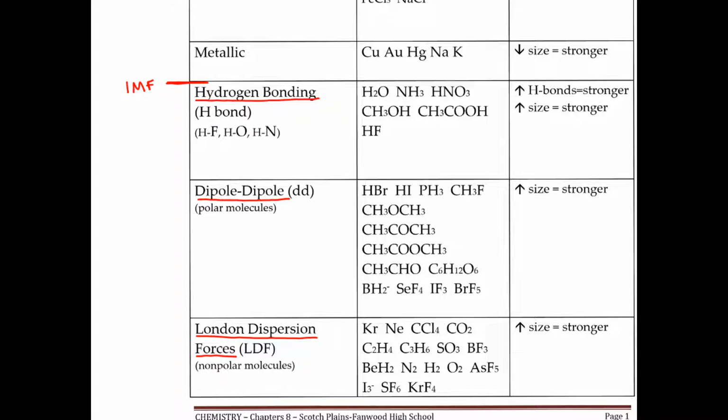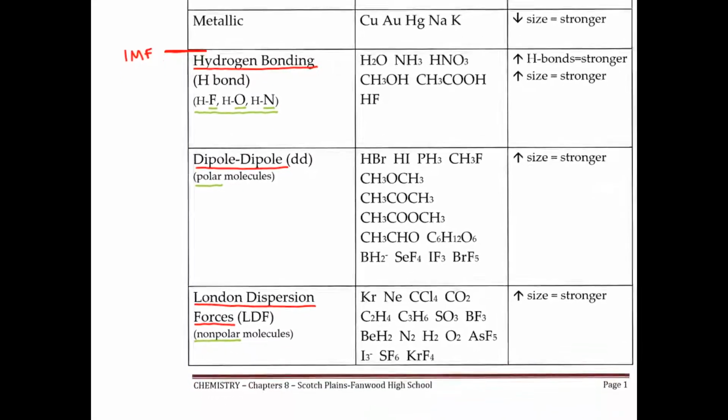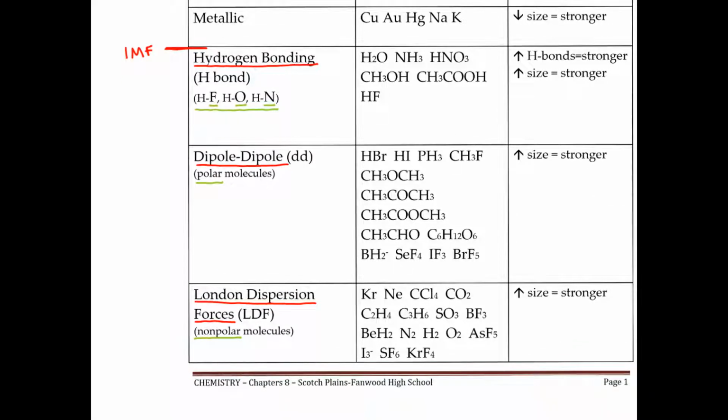H bond is going to occur for compounds that have H attached to an F, O, or N. So you have to have an H attached to an F, O, or N for hydrogen bonding to occur. We'll see some examples of this on the next page when I draw the structures, but we'll give you the big picture now. A dipole dipole is simply for a polar molecule where you don't have an H attached to F, O, or N. And then London dispersion forces are for non-polar molecules where they are symmetrical in every way. So if we just take a look at our list, we can understand how to identify these, and then we'll talk about the specifics on the next page.